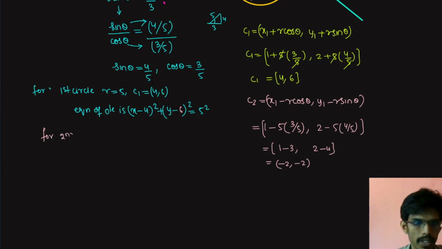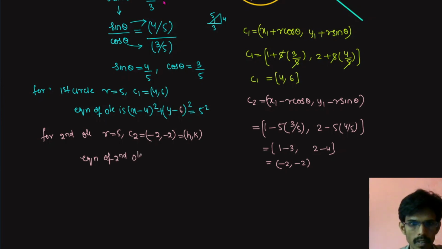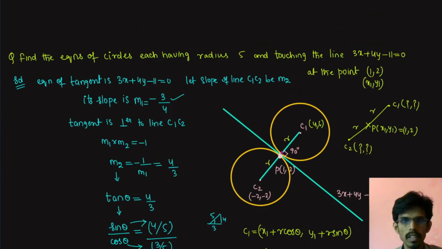For the second circle, the radius is 5 only, but the center is C2, that is minus 2 comma minus 2. Take it as h comma k. So the equation of the second circle is x minus h, minus of minus will be plus, x plus 2 whole square, plus y minus of minus 2 will be y plus 2 whole square, equal to 5 square, which is 25. So we got two equations of circles having a common tangent 3x plus 4y minus 11 equal to 0.